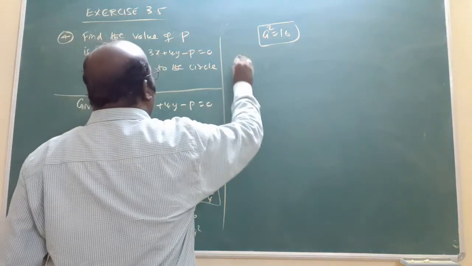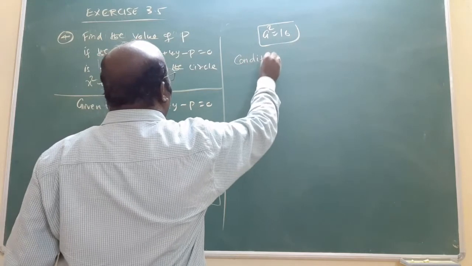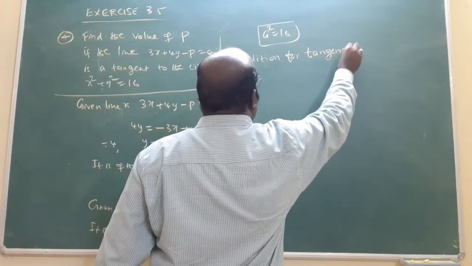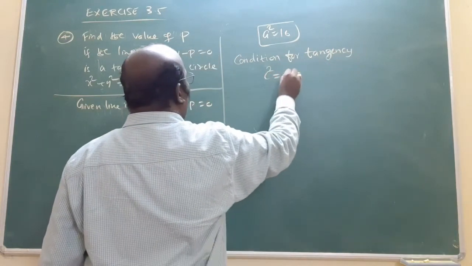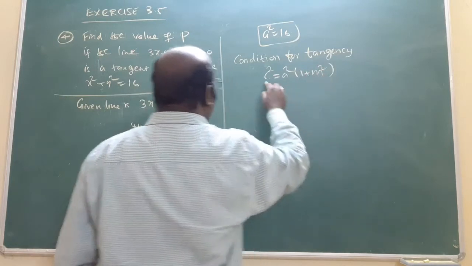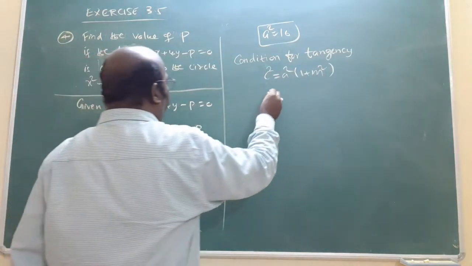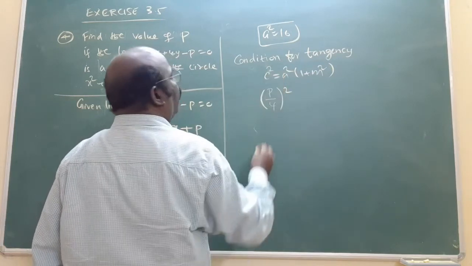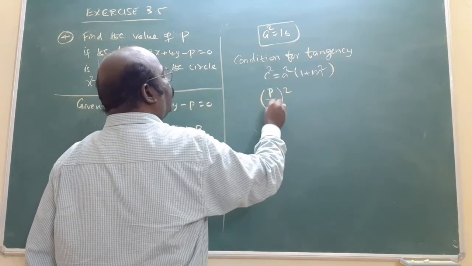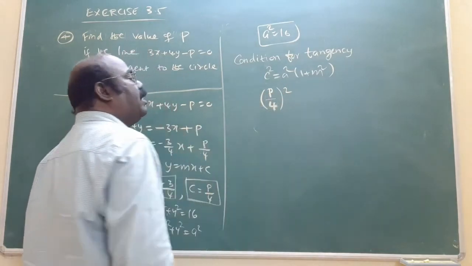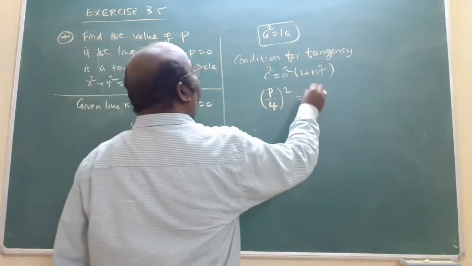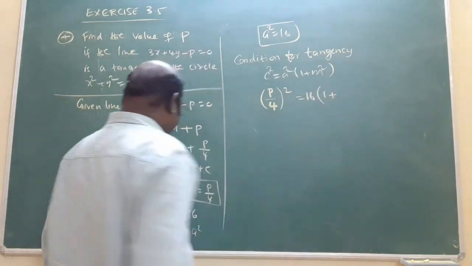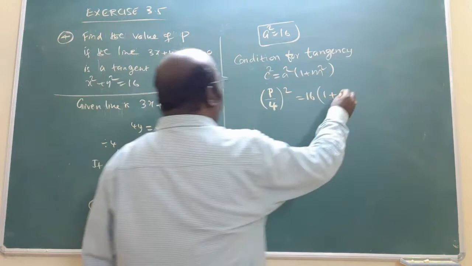Now write the formula, the condition for tangency: c square equal to a square into 1 plus m square. C square, c is what? p by 4, that is whole square. That's important. Here p by 4 whole square, because c is p by 4. Then a square is 16, not 16 square. A square becomes 16, into 1 plus m square. M is what? Minus 3 by 4 whole square. Okay?